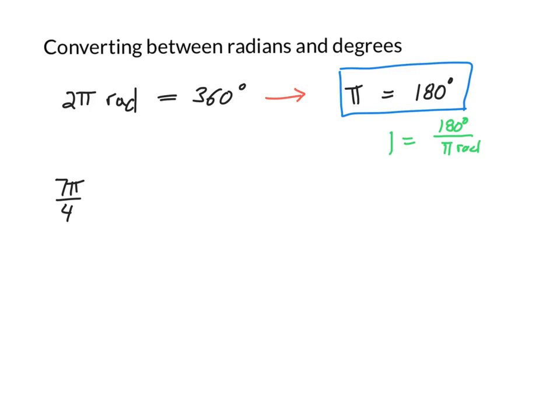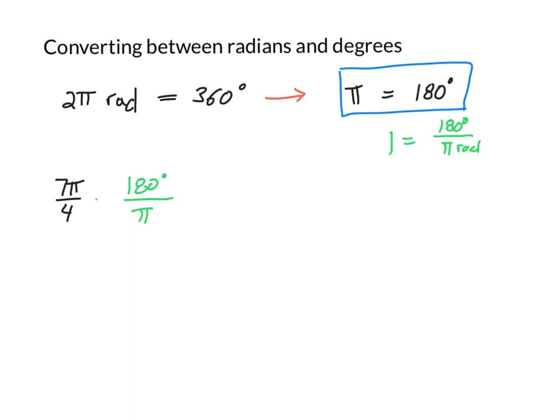If I multiply 7 pi over 4 by this conversion factor, I'm not going to change my quantity, but I am going to change my units. I have degrees over radians here. It's not going to change the amount of stuff I have, it's just going to convert it into a new unit. The way I like to remember this is, if I'm in radians, like 7 pi over 4 radians, I want to multiply by the conversion factor that has radians in the denominator, because that will cancel out. So let's take 7 pi over 4, multiply it by 180 degrees divided by pi radians, and see what happens.